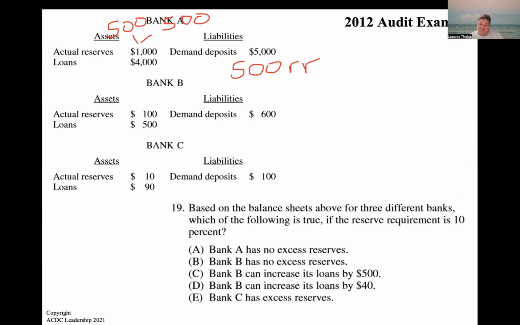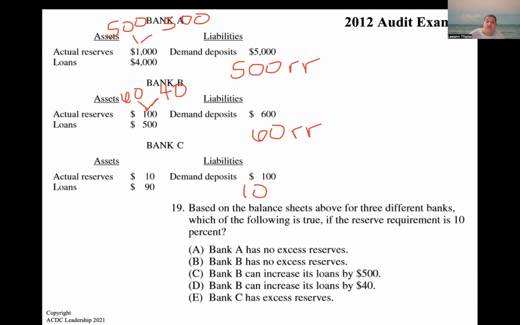Next, demand deposits of $600, which means that 10% of that would be $60 is what they should have in required reserves, but they have a total of $100, which means $60 in required reserves and they have $40 in excess reserves. This is a very poor bank. Next, they have $100 in demand deposits and they have $10 in actual reserves, while the required reserves for this bank at 10% should be $10. And they only have $10 in actual reserves, which means they don't have any excess reserves.